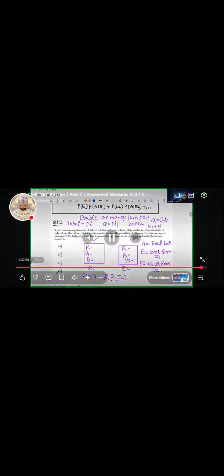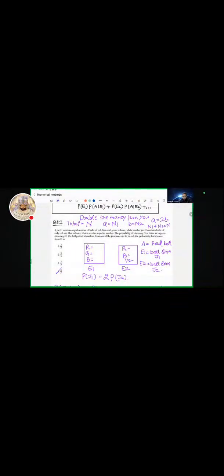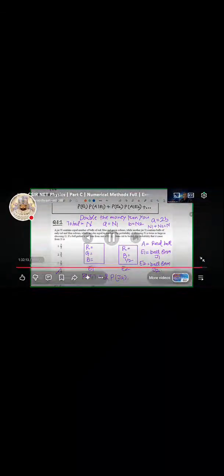Money with person A is N1 and money with person B is N2. And it is given that N1 equals 2 times N2, because A has double the money. And it is also given that N1 plus N2 equals N. You would have done it like this. So suppose I have double than you: I have 2, you have 1. So the total is 3. I have 2 out of 3, and you have 1 out of 3. I have double than you.